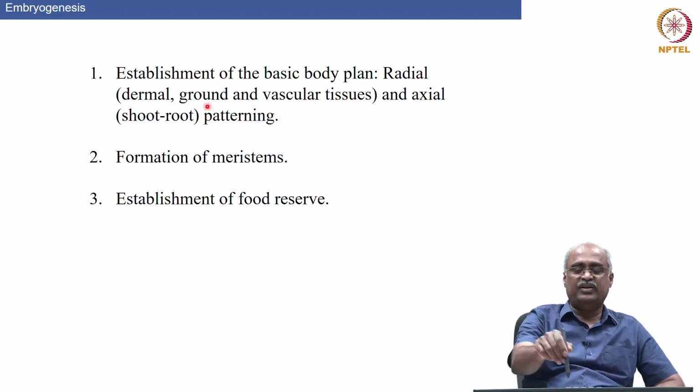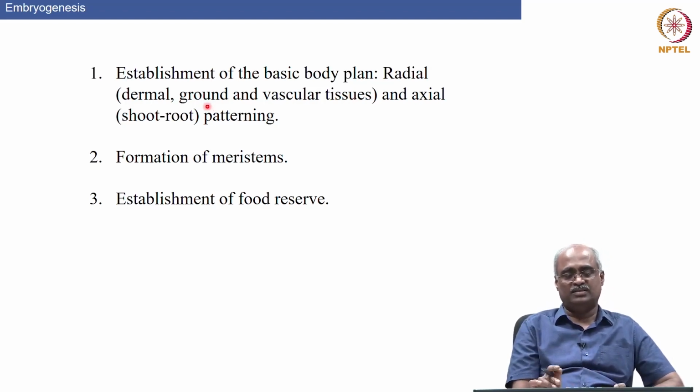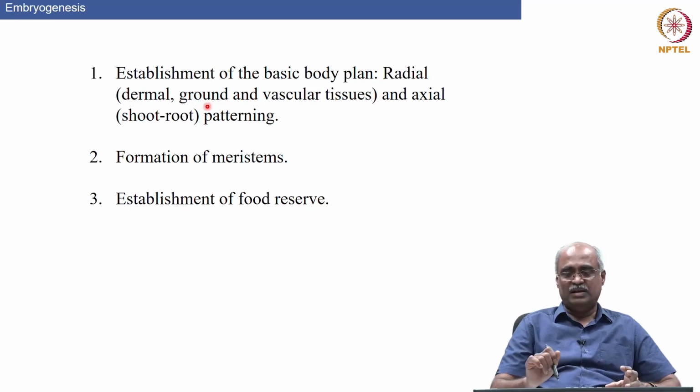Okay, so this forms the bulk of the stem or root, and then you have the xylem and phloem, the transporting cells, and that is the vascular tissue. So these are three different kinds of embryonic cells that are originally set apart, something like the ectoderm, endoderm and mesoderm. That is the radial patterning.